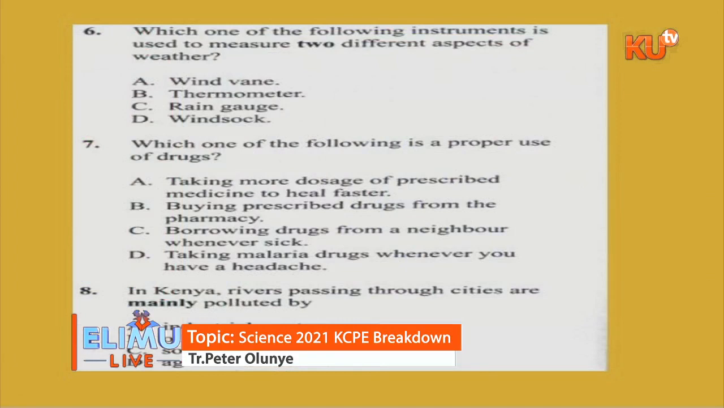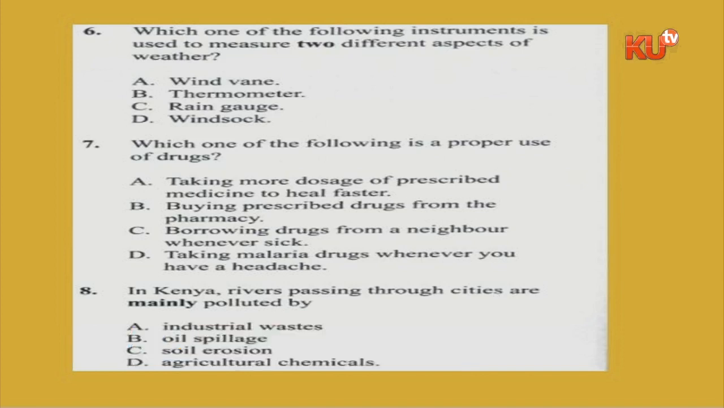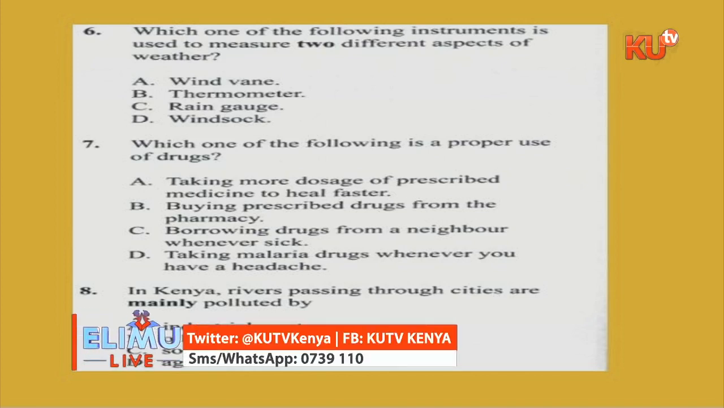Let's go to C. Borrowing drugs from your neighbor. Never borrow drugs from a neighbor. That one is not a proper use of drug. That one is bad because you don't know which kind of drug you are going to take. And first of all, the doctor has not examined you to tell you that you are supposed to take that drug. Even if you are suffering from the same signs and symptoms, don't share drugs. That one is not a proper way of using drugs. Let's look at D for dog. Taking malaria drugs whenever you have a headache. Surely, I know this one is very common. Hey, I know you.